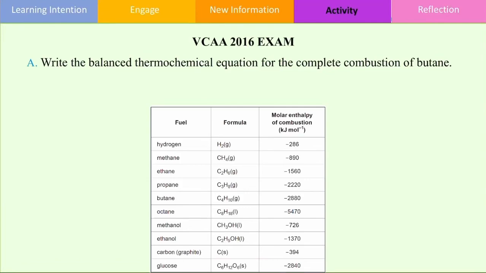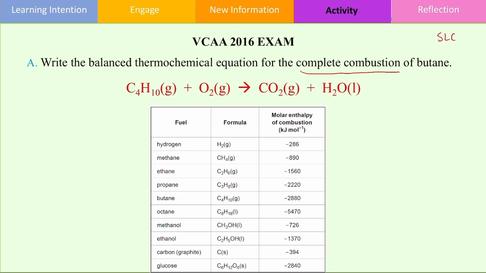In this question, we are writing a balanced thermochemical equation for the complete combustion of butane. Complete combustion suggests that we are going to be producing carbon dioxide and water. And generally for these equations, this is conducted at SLC. So that means the state of water needs to be in the liquid state.